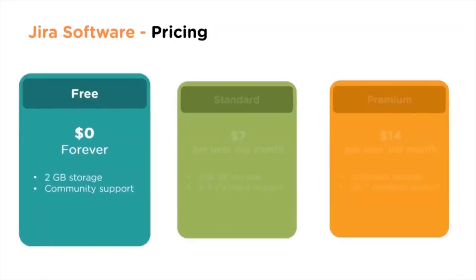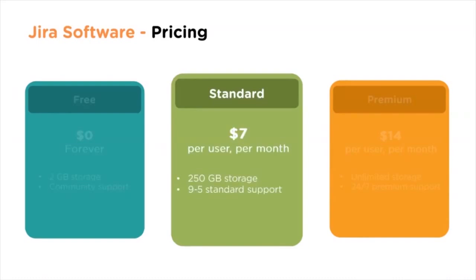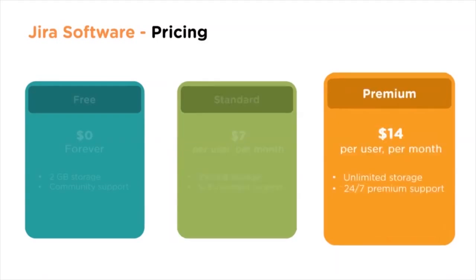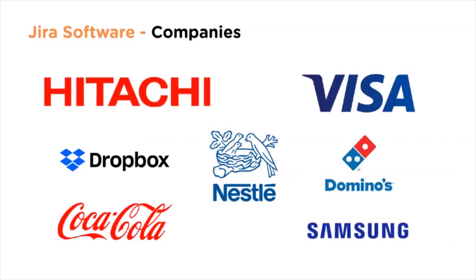So the pricing of Jira software is as follows. So forever 2 GB storage and community support, which cost $0, whereas standard is around $7 per user per month, which includes 250 GB storage and 9 to 5 standard support. Premium is $14 per user per month, unlimited storage, and has 24/7 premium support. Jira software is used by the organizations that is Hitachi, Visa, Dropbox, Nestle, Domino's, Coca-Cola, Samsung, etc.